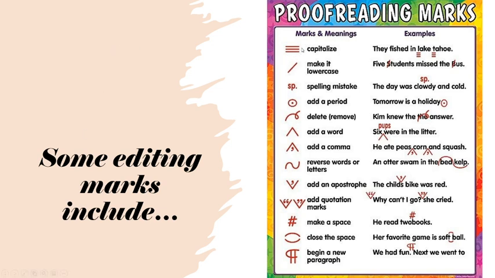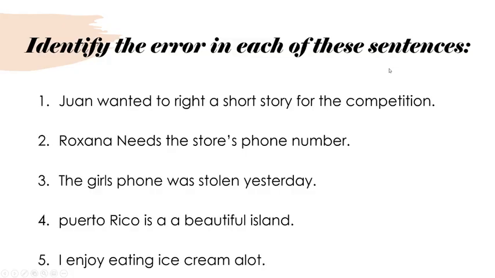What we have here is the symbol, then the meaning, then an example. For the first one, these three lines mean that you need to capitalize that letter. For example, Lake Tahoe needs to be capitalized because that is not a common noun. The next one is this slash. This is meant to make the letter lowercase. For example, students and bus are common nouns, and therefore they need to be lowercase. They cannot be capitalized.